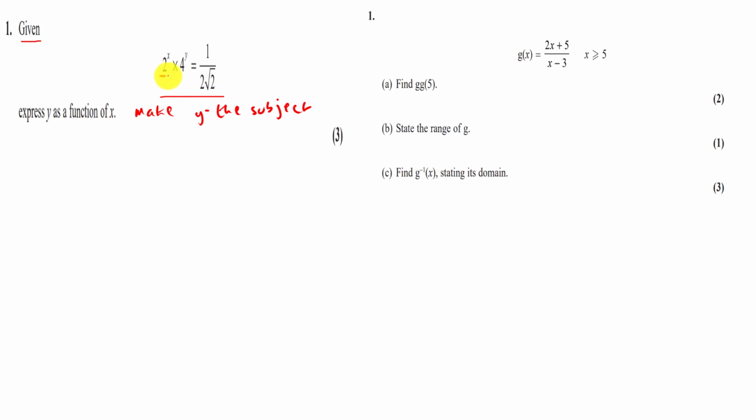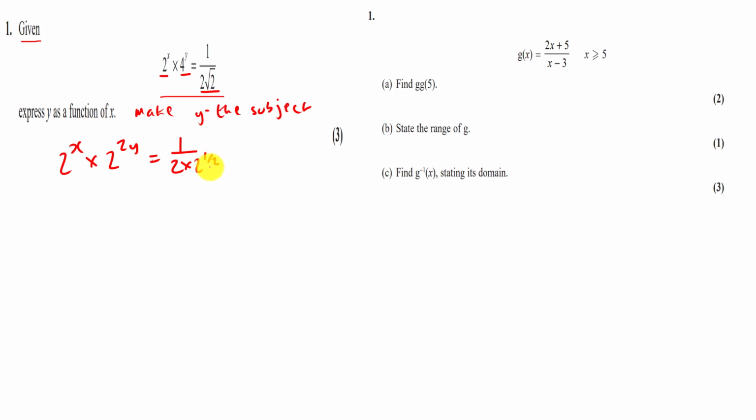Now, that's a power of 2. This could be made into a power of 2, and that could be made into a power of 2 as well. So if we make this 2 to the x times 2 to the power of 2y, because 2 squared is 4, you can make that equal 1 over, and split that up to 2 times 2 to the half.